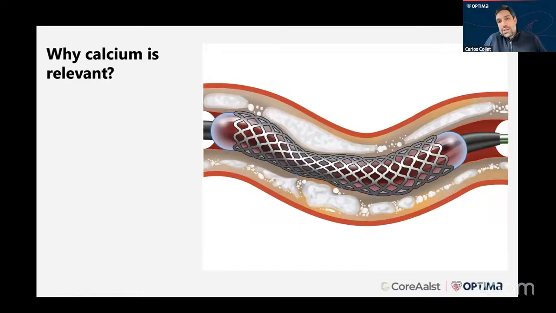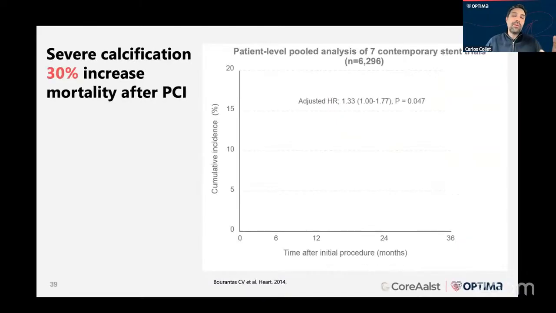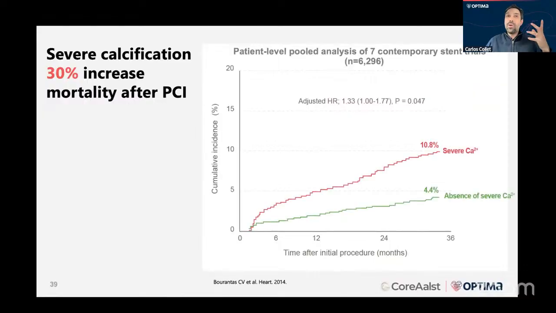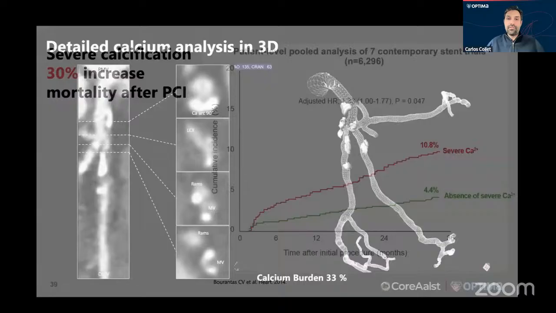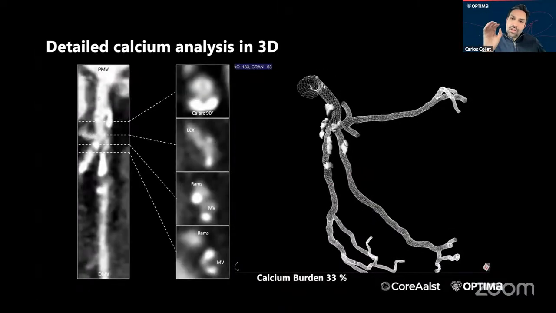Well, the major predictor of stent under-expansion is basically calcium. If the calcium is not well prepared, this would likely lead to under-expansion, again shown by Gary in a similar work. But what is really important is that treating patients with severe calcification is associated with a 3 times, or 30%, increase in mortality compared to those patients treated with PCI without calcification.